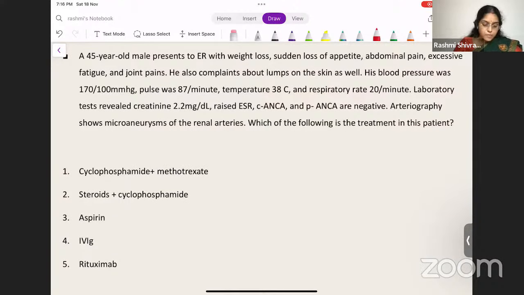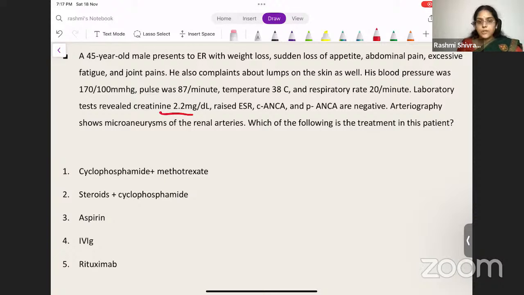A 45-year-old male presents to the ER with weight loss, sudden loss of appetite, abdominal pain, excessive fatigue, and joint pains. He also complains about lumps on the skin. His blood pressure was 170 by 100 millimeters mercury, pulse was 87 per minute, and temperature and respiratory rate are normal. Laboratory tests reveal elevated creatinine, 2.2 milligram per deciliter, raised ESR, CANCA and PANCA are negative. Arteriography shows microaneurysms of the renal arteries. Which of the following is the treatment in this patient?